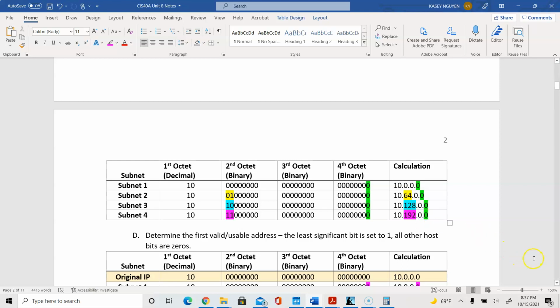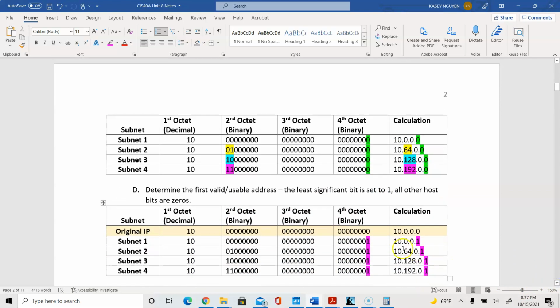So then the next type of address that we're going to look at is going to be the starting usable address. And here the note says that the least significant bit, the most right-hand side bit, needs to be set to 1, and all the other bits are going to be 0. So I have to make sure that on the fourth octet, my most right bit is going to be set to 1.